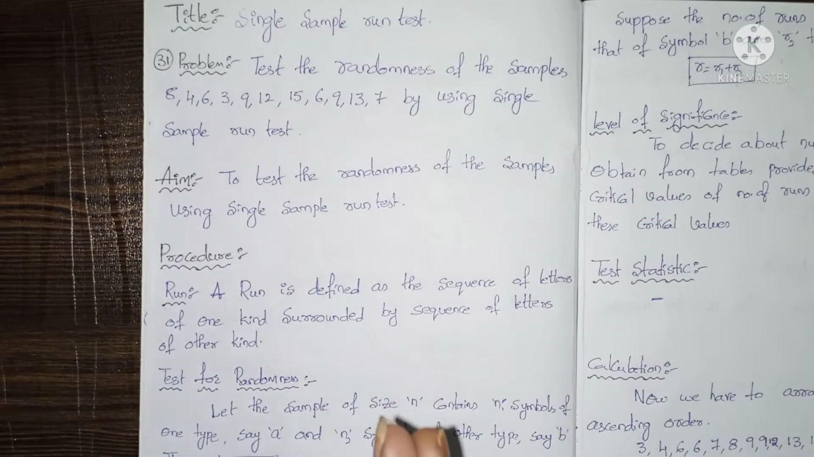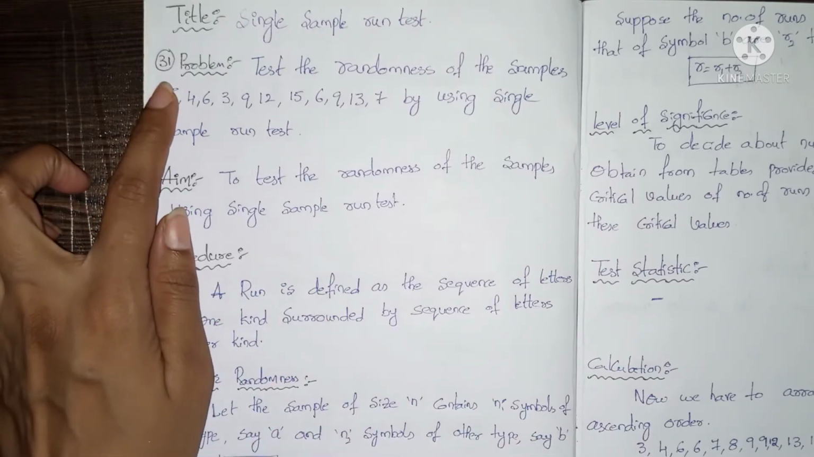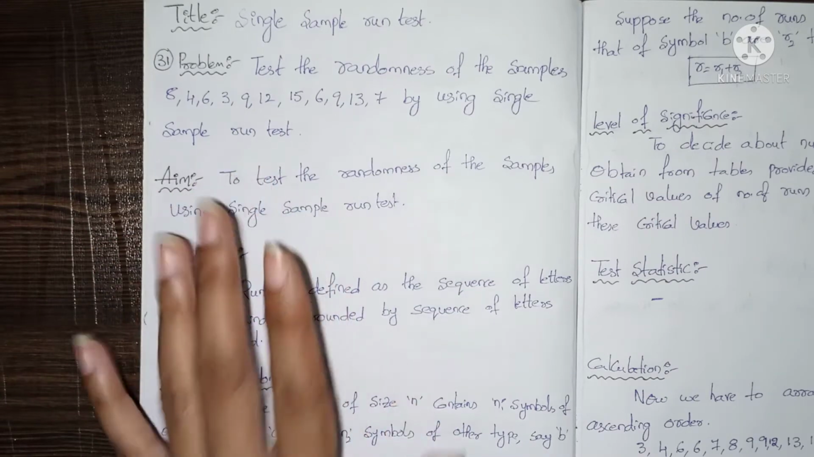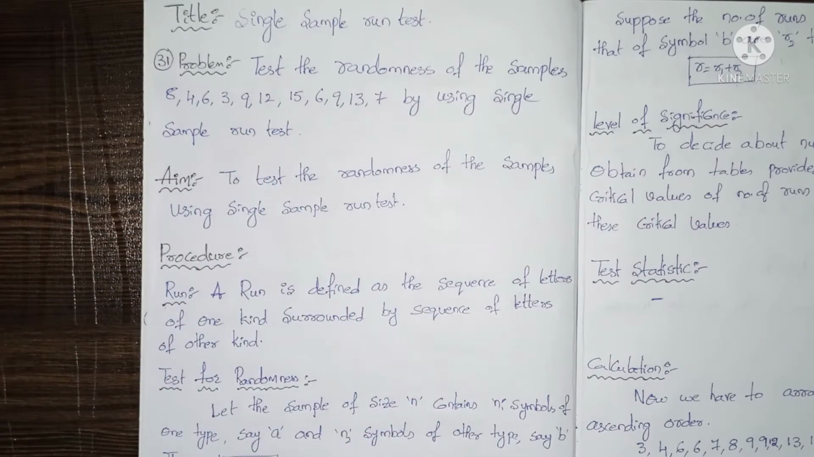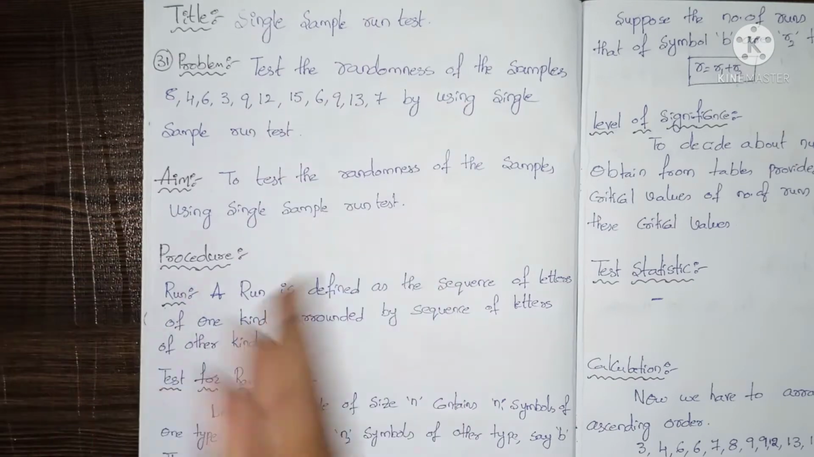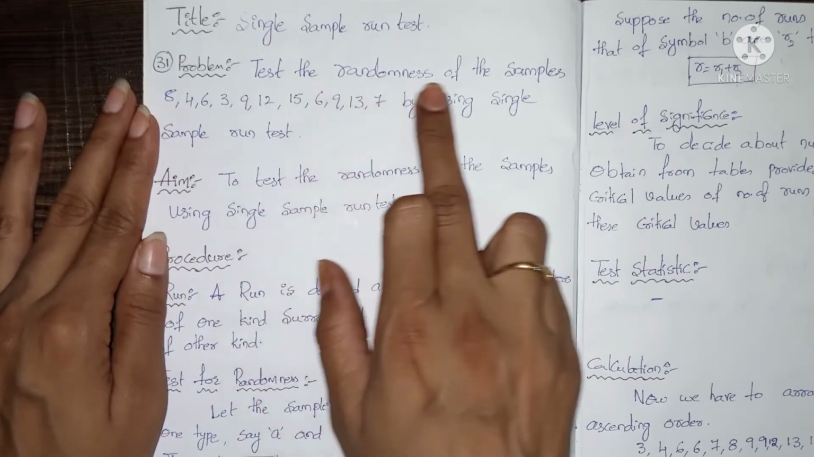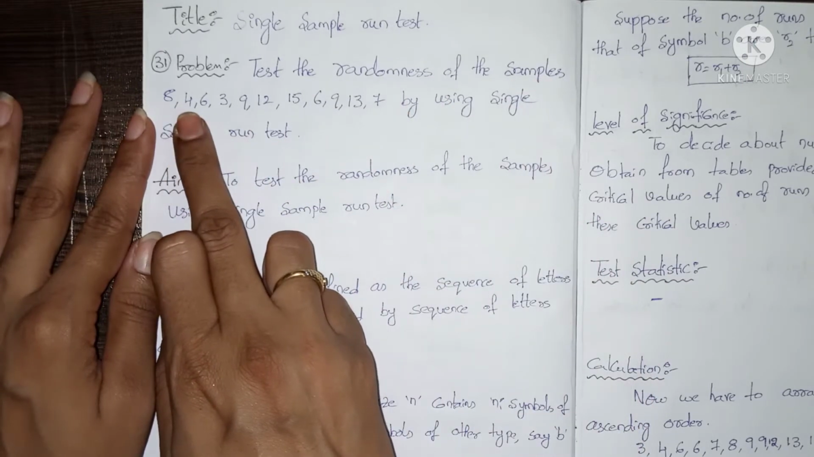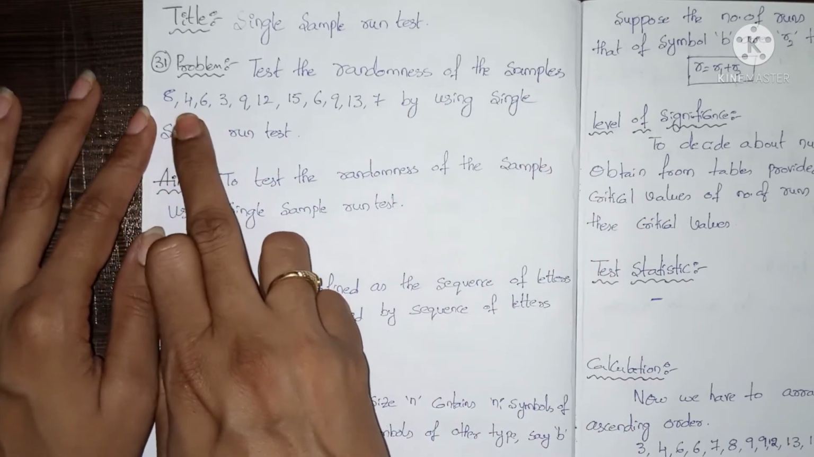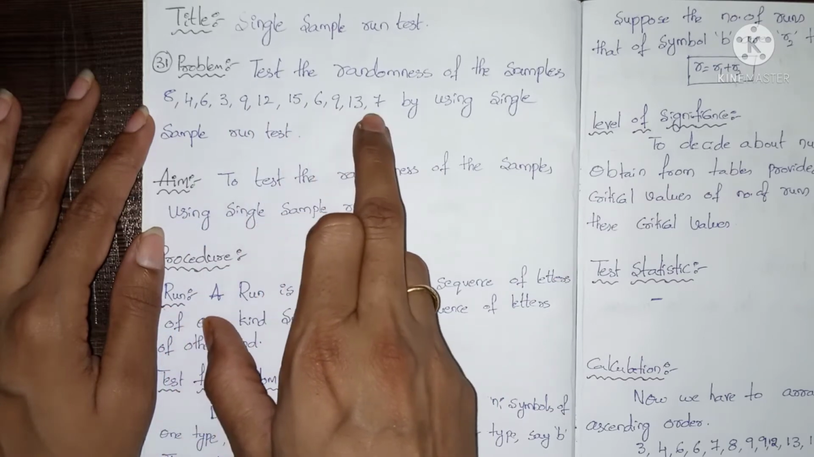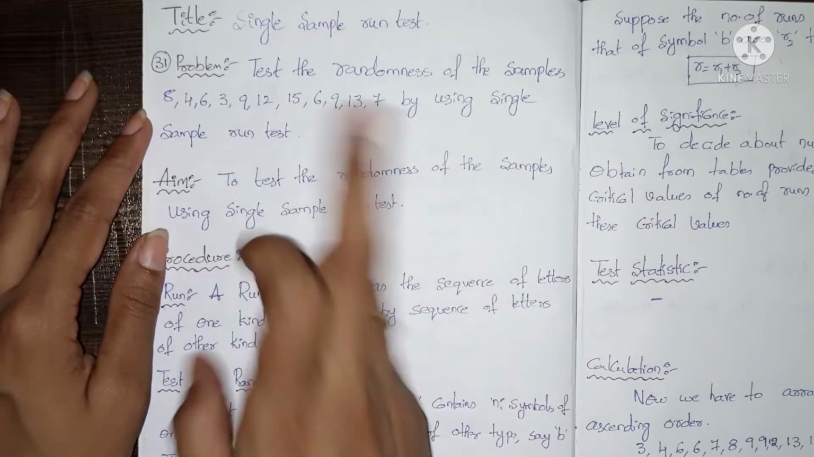So now I am going to tell you about practical sum 31 related to semester 4 of Kakatiya University statistics degree students. Okay, so the problem is: test the randomness of the samples 8, 8, 4, 6, 3, 9, 12, 15, 6, 9, 13, 7 by using single sample run test.